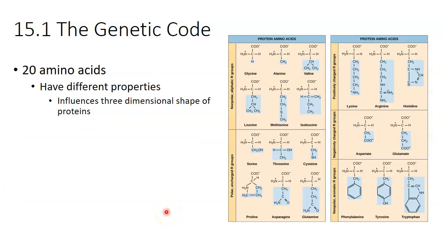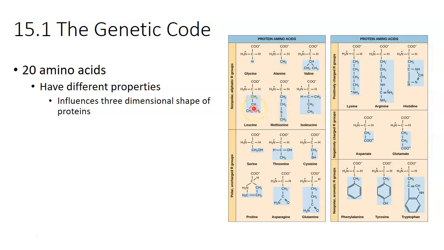Okay, so let's think about that. There are 20 different amino acids, and those 20 different amino acids, you learned last semester, have the same backbone. Remember, there was a central asymmetric carbon bonded to an amino group, bonded to a carboxyl group, bonded to a hydrogen, and then something else. So the only difference between the 20 amino acids is what's here, the side chain, which is represented in all of these as this blue part.